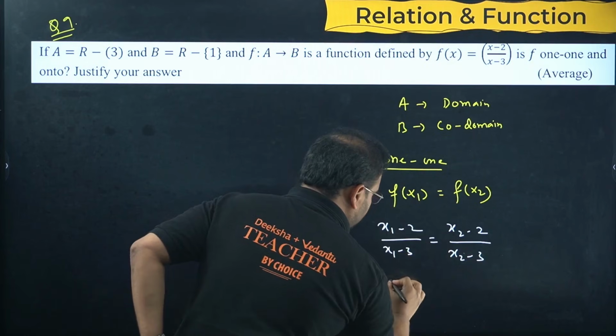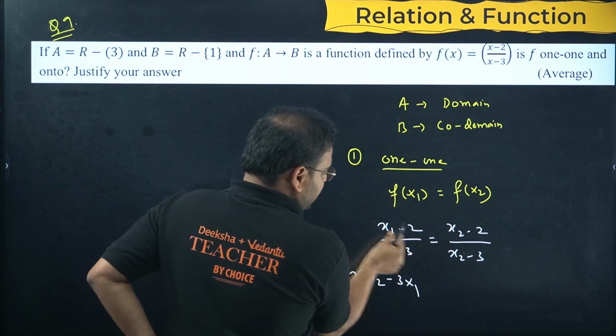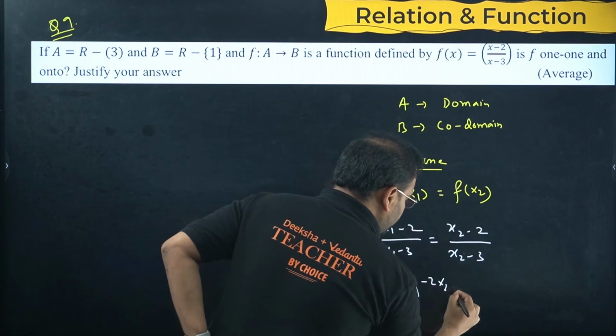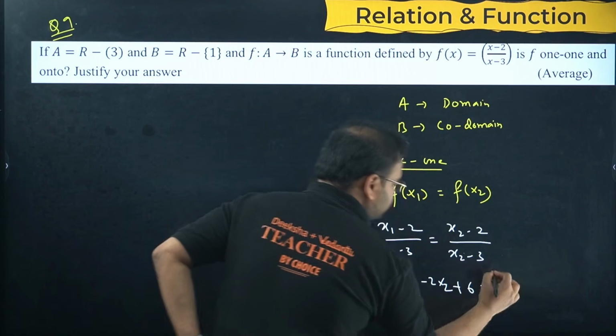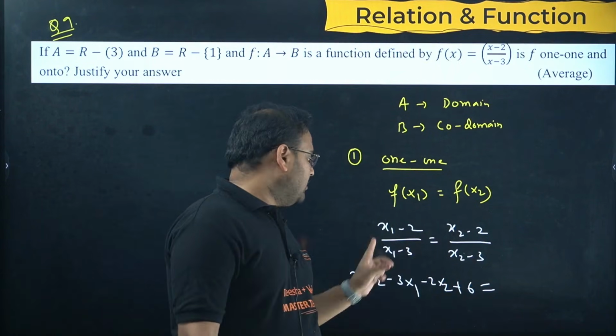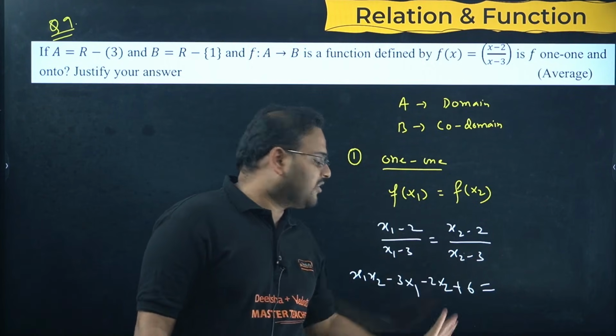x1 into 3, so minus 3x1. Now you check. I have done this multiplication with both the terms. Now I'm going to do with minus 2. So minus 2x2 and minus 2 into minus 3, that's plus 6. I'll do again so that it makes sense to all of you. x1 x2, x1 into minus 3, minus 3x1, minus 2 into x2, and minus 2 into minus 3 is plus 6.